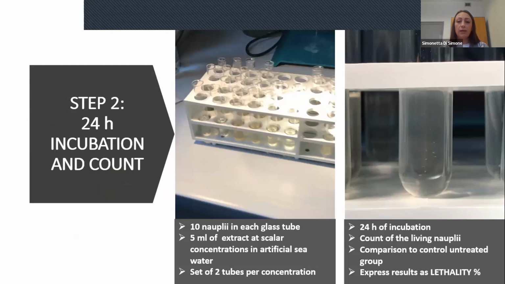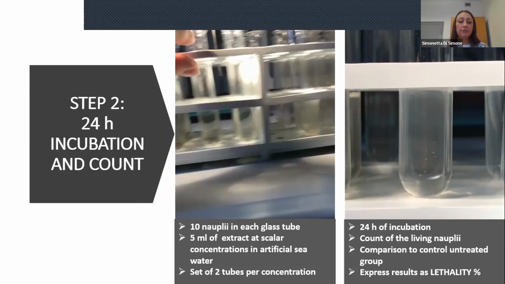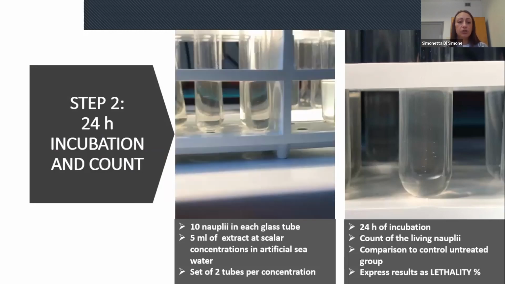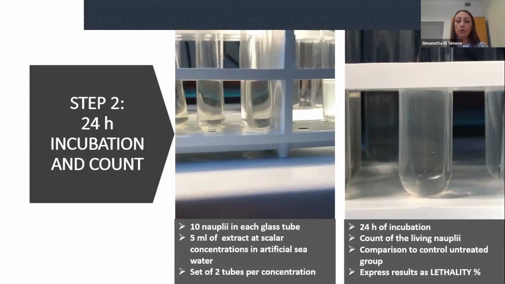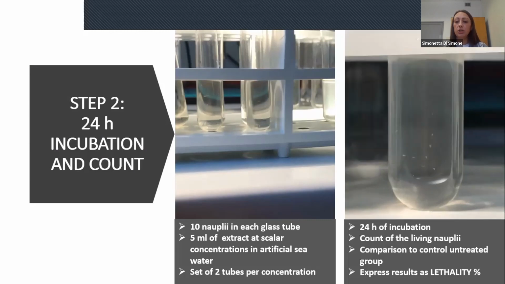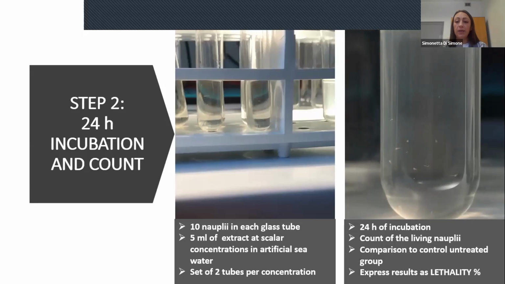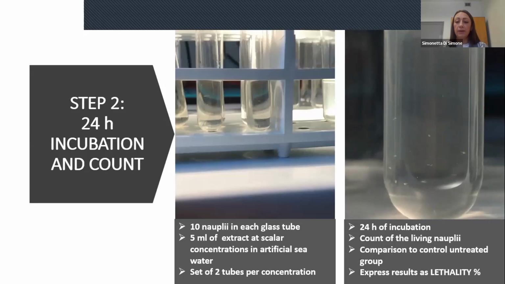Once we have the nauplii, we have to gently transfer 10 nauplii into each glass tube, where we find 5 ml of extract at a scalar concentration in artificial sea water. We run each concentration in duplicate, so we have 2 tubes per concentration. After 24 hours of incubation under the light, we count the living nauplii and compare them to an untreated control group.